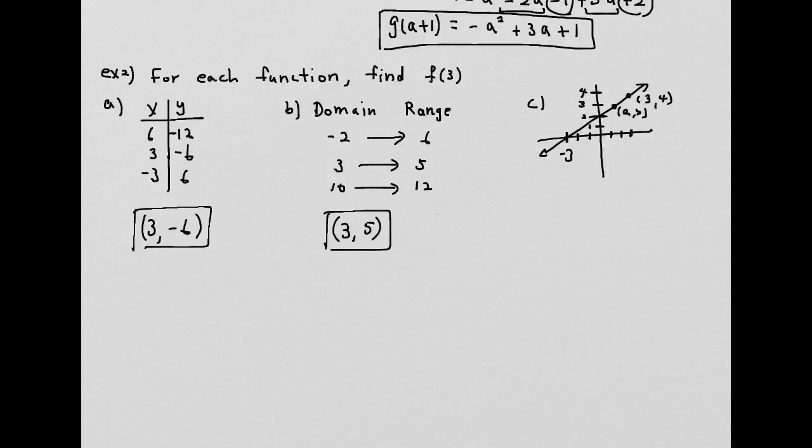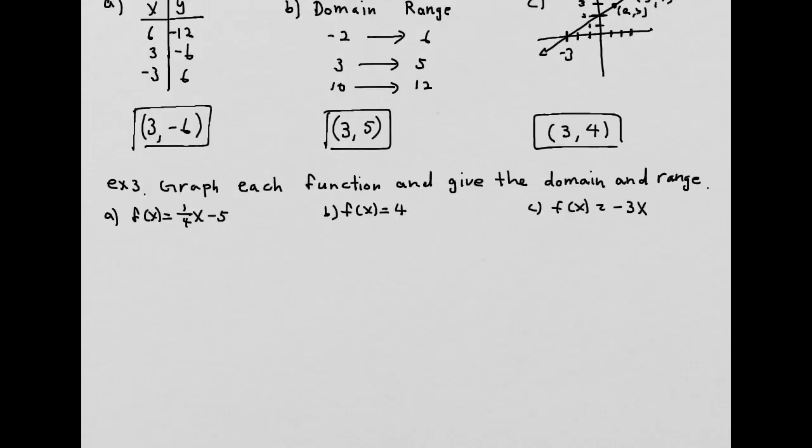What about from the graph? Same thing. Finding f of 3 means find when x is 3. Your x is 3 right here. What will be your y value? So it will be right there, right? And it's a 3 and 4. So when x is 3, y will be 4. That will be your solution for that question.